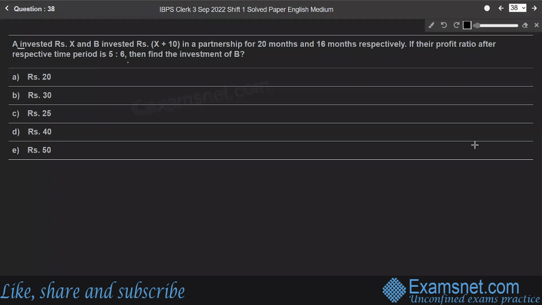Question 38. A invested X rupees and B invested X plus 10 rupees in a partnership for 20 months and 16 months respectively. If their profit ratio after the respective time period is 5:6, then find the investment of B. So here A invested X rupees and B invested X plus 10 rupees. A invested for a time period of 20 months, B invested for a time period of 16 months, right? So we need to find the investment of B here.